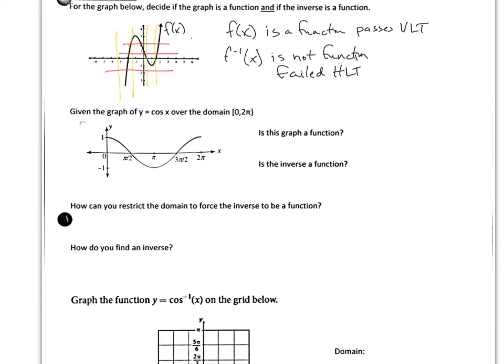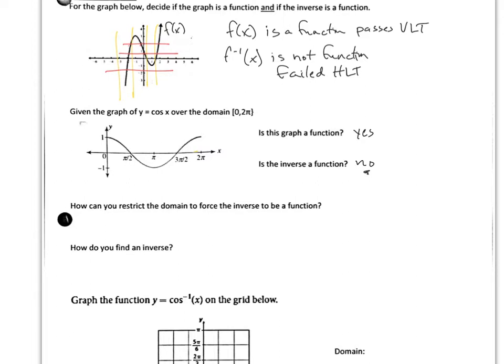So here you have your cosine graph. And the cosine graph itself, if we use the vertical line test, is a function, right? So that's a yes. The inverse, however, that's not a very straight line, but you can see clearly that a horizontal line would touch that graph more than once. So the inverse is not a function. So we've got an issue. We have to restrict the domain to make it a function.